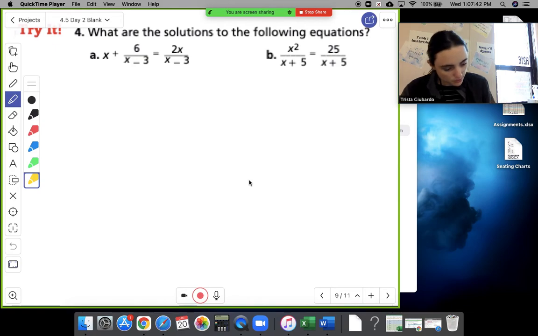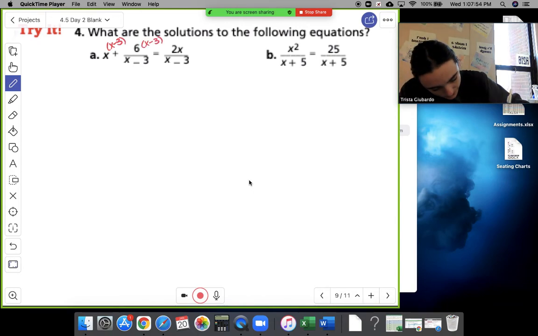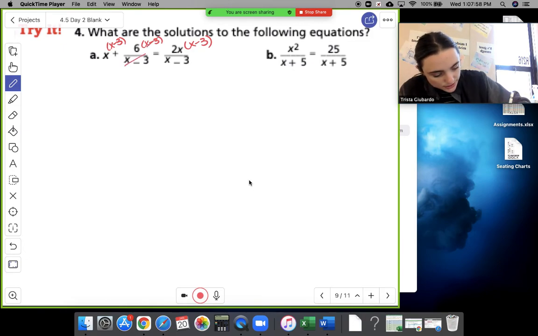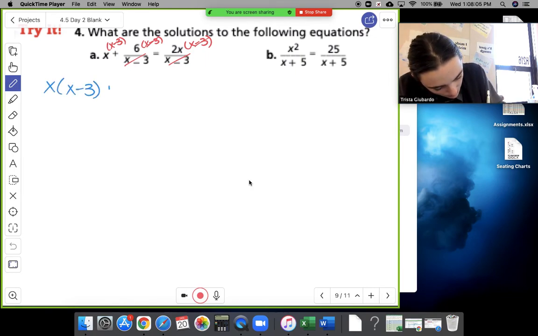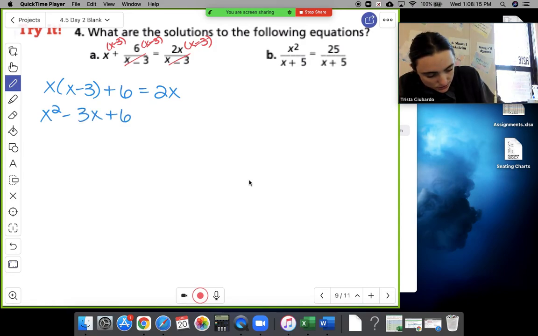Just a couple more of these, so you can see extra examples. In this one, we have x minus 3's in the denominators and nothing, so we're going to multiply everything by an x minus 3. First one, there's nothing to cancel. Second one, x minus 3's cancel. Third one, x minus 3's cancel. That leaves me with x times x minus 3 plus 6 times nothing equals 2x times nothing. Go ahead and distribute. It gives me x squared minus 3x plus 6 equals 2x.